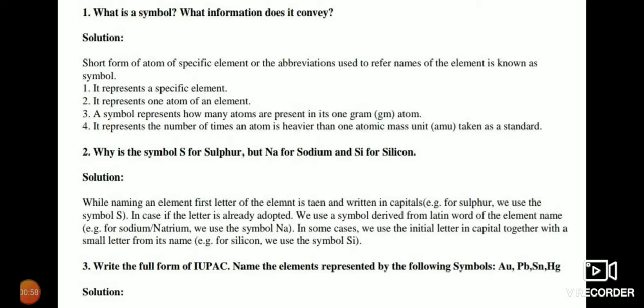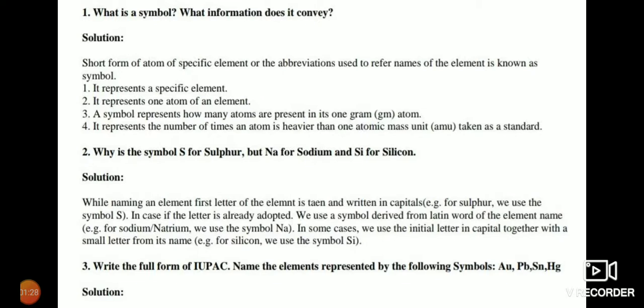Like if I say capital H, that means hydrogen. If I say capital H small e, that is He, it stands for helium. A symbol represents one atom of an element. If I say H, that represents one atom of hydrogen. A symbol represents how many atoms are present in 1 gram atom. Now, what is 1 gram atom? 1 gram atom is equal to its atomic mass number.